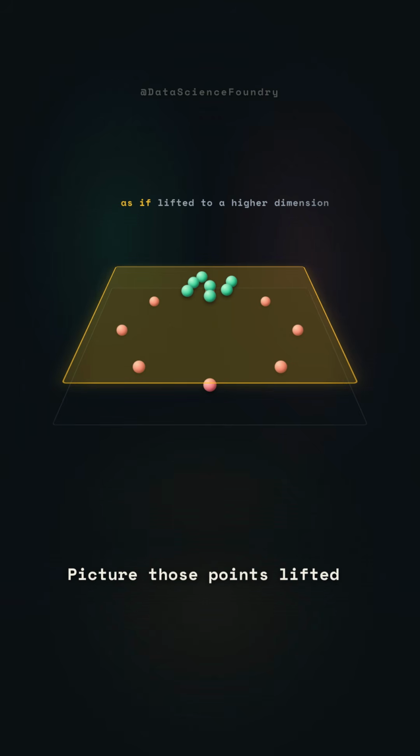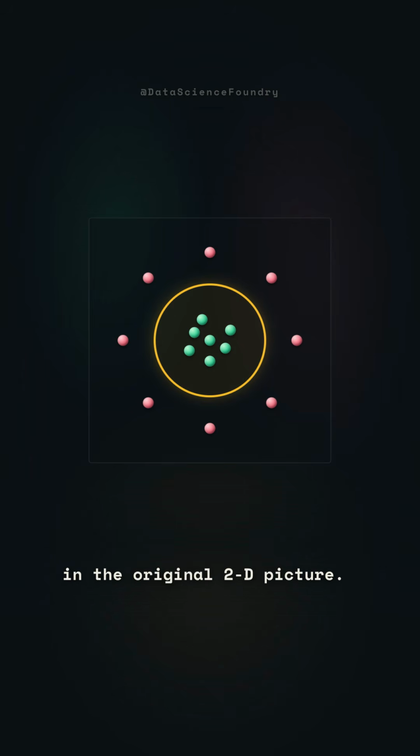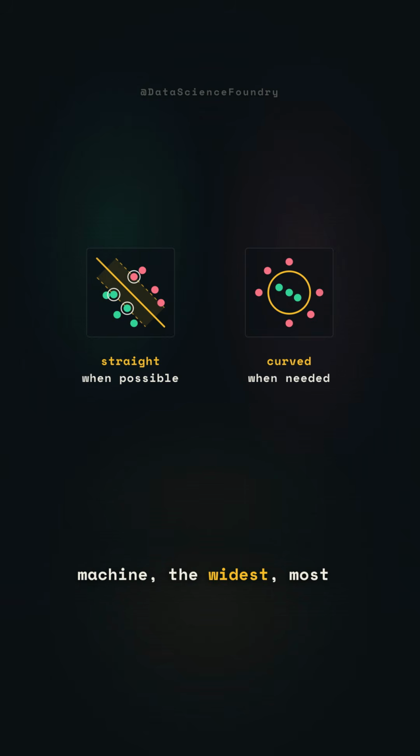Picture those points lifted into that space. Now a flat plane splits them cleanly, and that plane becomes a curved boundary back in the original 2D picture. That's a support vector machine, the widest, most confident boundary between classes.